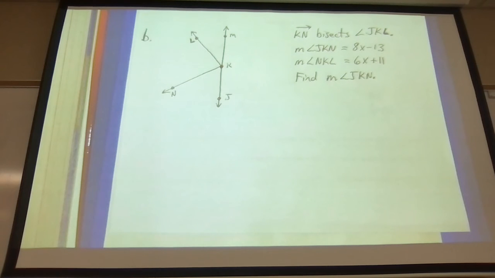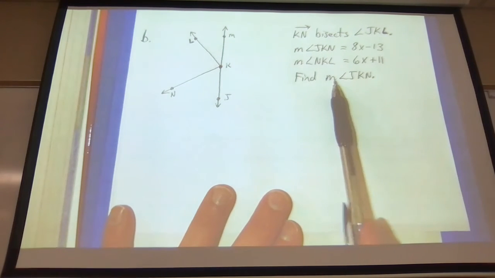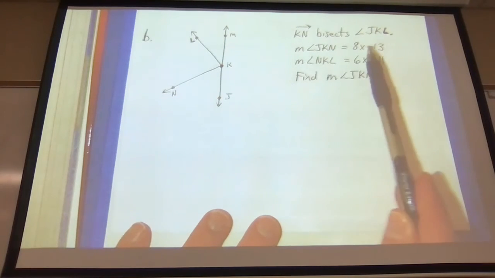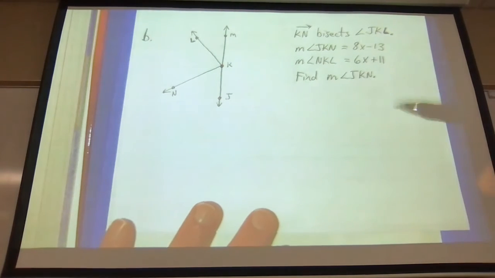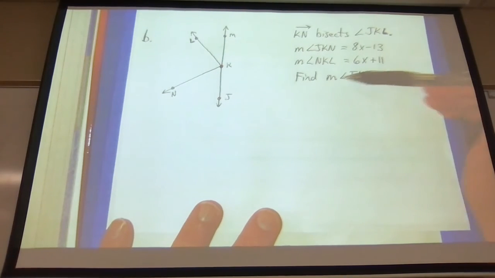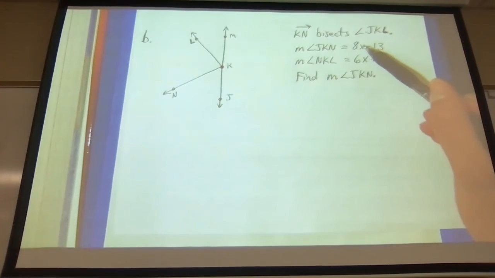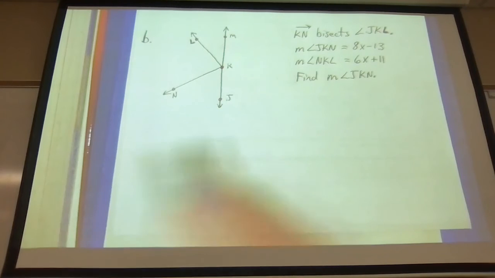Now, as you're putting this together, you may look at this right away and go, the measure of angle JKN, they gave me that already, it's 8x minus 13. 8x minus 13 is not the answer we want. When they ask for the measure of an angle, they want to know how many degrees it is. 8x minus 13 is not a number of degrees. We want to put a number in for x to figure out how many degrees it is. So that's what we're doing on this one. We're going to solve for x, and that will tell us how many degrees angle JKN is.